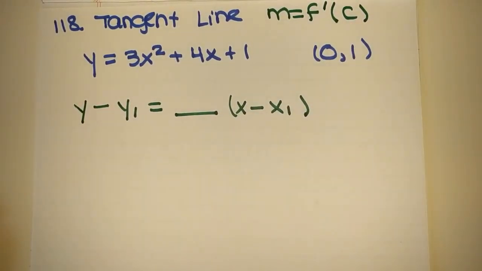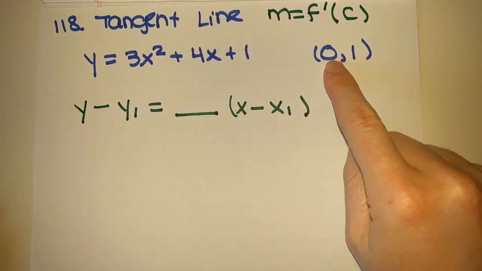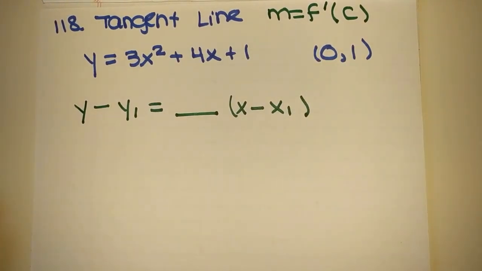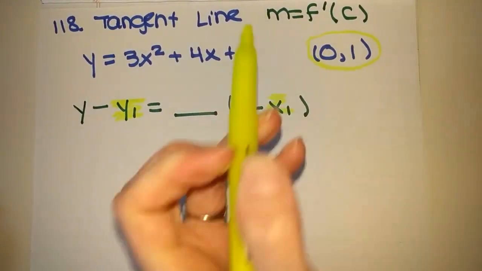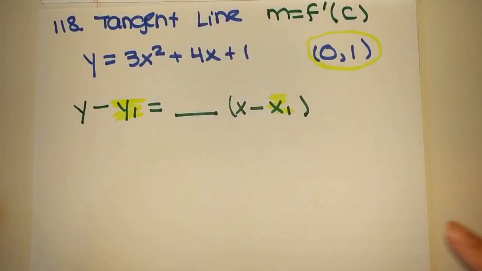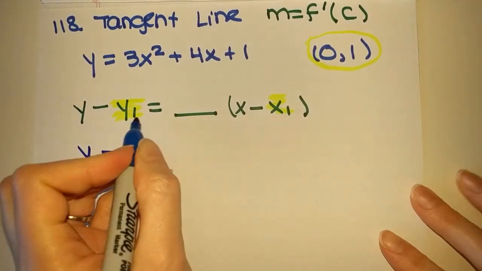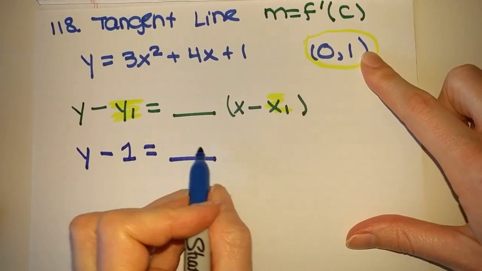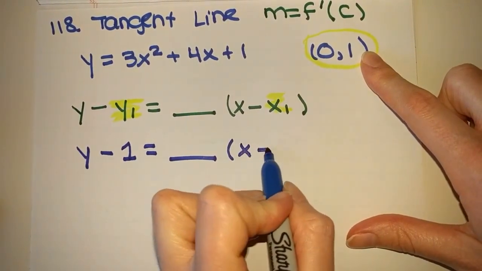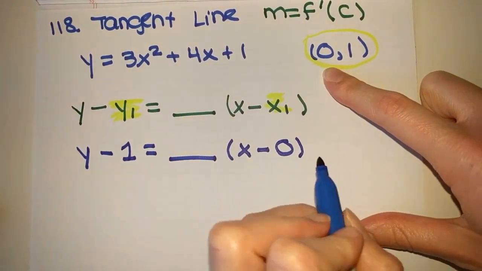Oftentimes they will give you the x and the y point, and so you can just plug those in immediately. So what I have here is my y1 and my x1 that are given to us as 0, 1. So I'll go ahead and plug that in. So y1 is 1 equals, and then the m is what I'm going to have to spend a lot of energy on, x minus, and our x1 is 0.